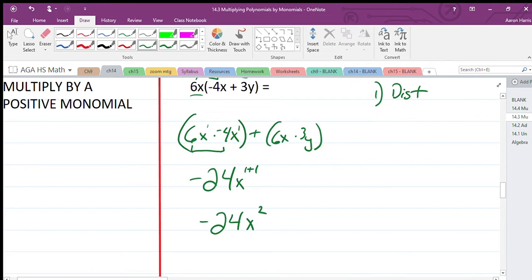Okay, plus 6 times 3. Always do the coefficients first. So 6 times 3 is 18. What's x times y? Exactly what it says, x times y. Now, we don't put the dot there because it's just redundant. So we leave it alone. So this is just plus 18x times y. That's exactly what that means. So this says negative 24 times x squared plus 18 times x times y.